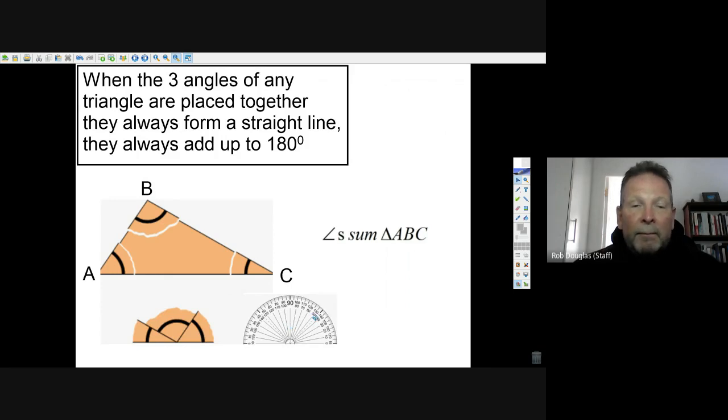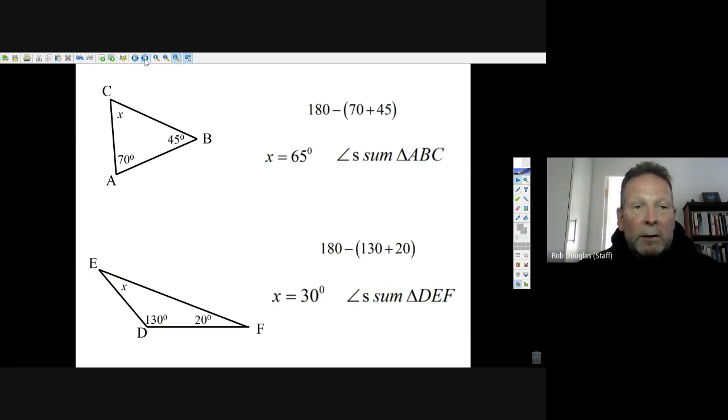And from that, it's not a proof, but lots of people could do it. And you could say that these angles in a triangle always add up to 180 degrees. Now let's take a look at how we use it.